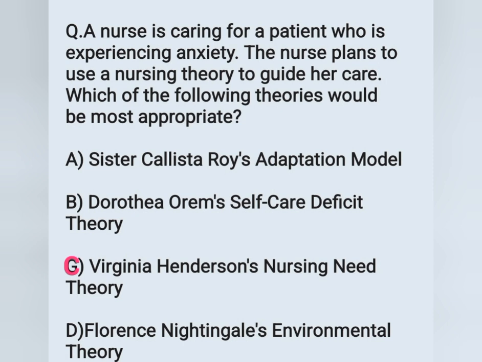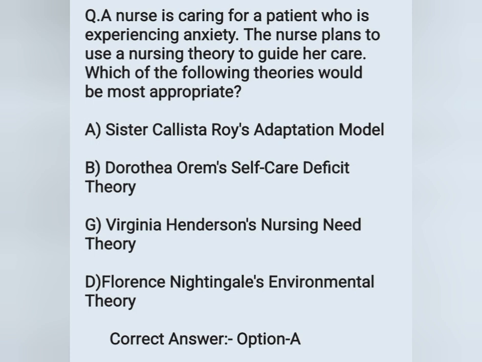Here the question is, a nurse is caring for a patient who is experiencing anxiety disorder. Among these options, which nursing theory will guide the nurse to give appropriate care to this patient? Patient who is experiencing anxiety. And the correct answer is option A, Sister Calista Roy's adaptation model.